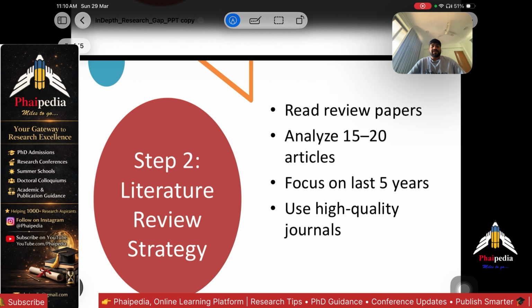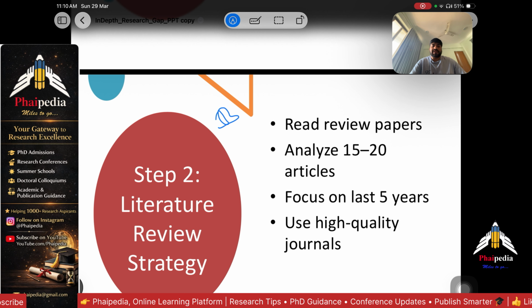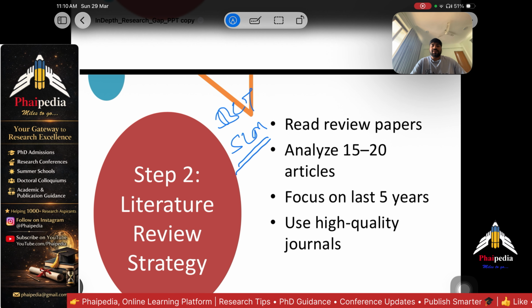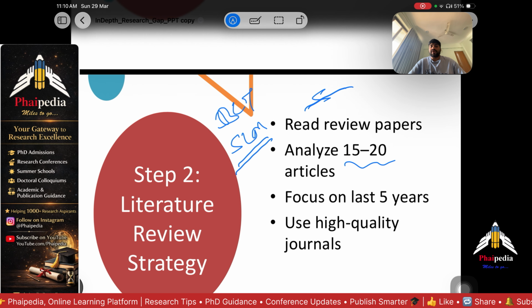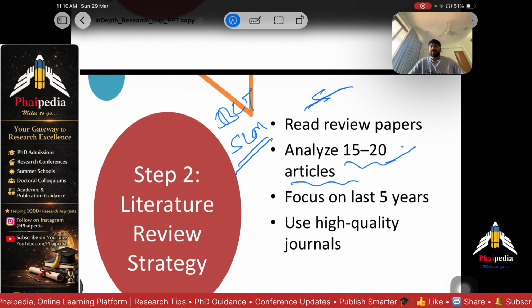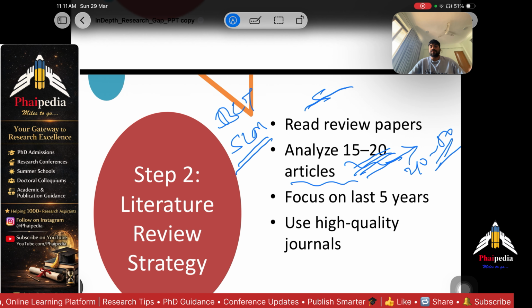so step two is basically the literature review strategy. So we will find the research papers related to blockchain technology and supply chain management on Google Scholar and Scopus. I have already discussed in the previous video how to download the research papers or research articles free of cost from Scopus and Google Scholar. Okay, so analyze 15 to 20 articles at least. Then you can increase the number of articles to 40 to 50, and many more.